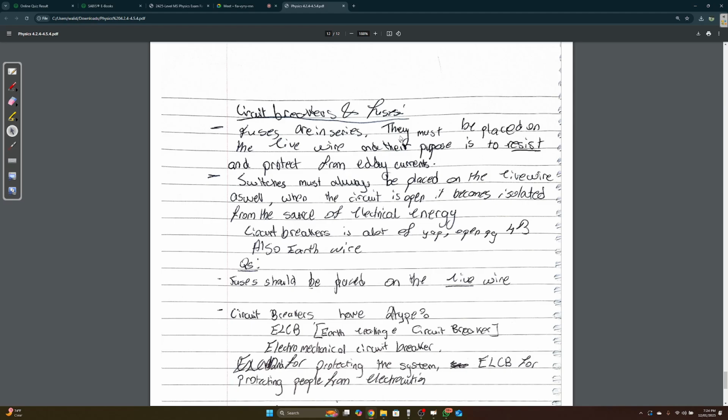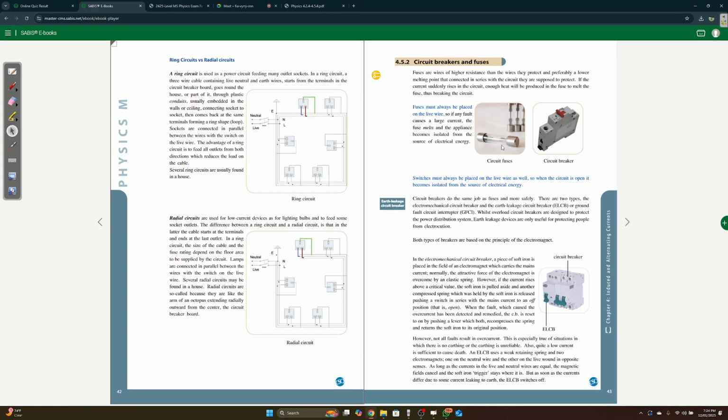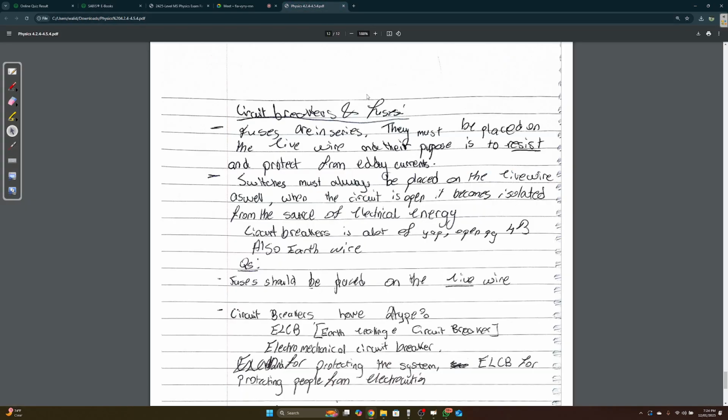Okay, fuses are in series, they must be placed on the live wire, and their purpose is to resist and protect eddy currents. This is how a fuse looks. Okay, I need to show you the book because really you won't understand without the book. Okay, fuses, they must be placed on the live wire because that's where the current is, right?